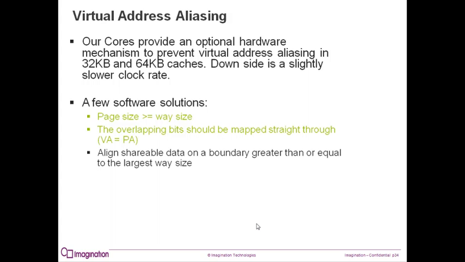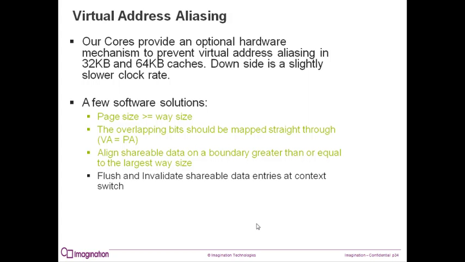In most cases, aliasing happens when you are sharing data between processes. So another way to avoid it is to align shared data buffers, virtual addresses, on a way boundary. For example, if your way size is 8K, then align your buffers on an 8K boundary. You can also flush and invalidate shared buffers at a context switch.